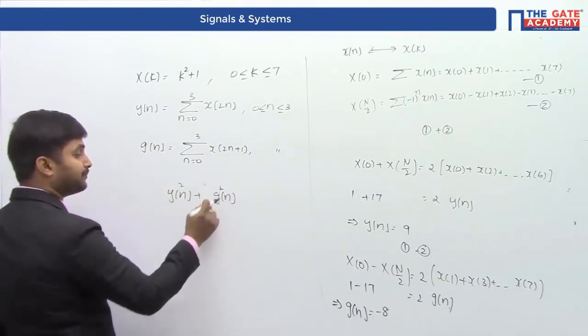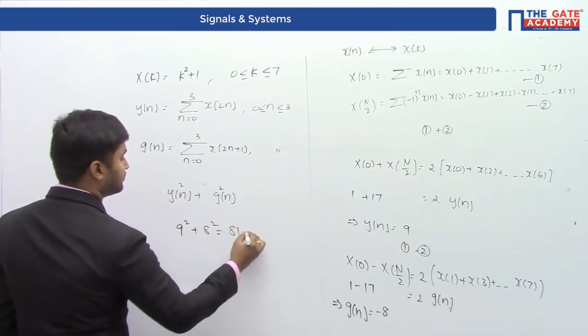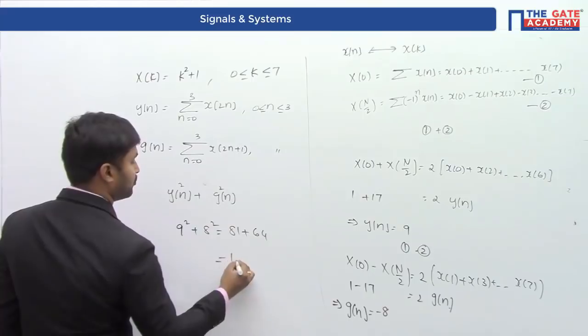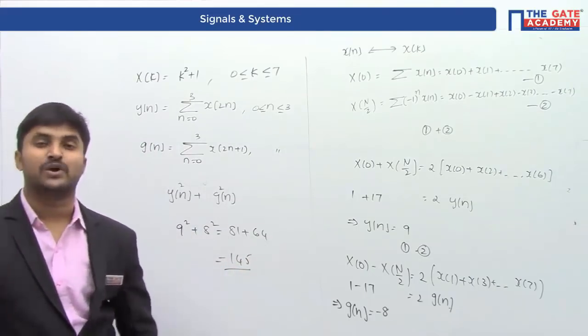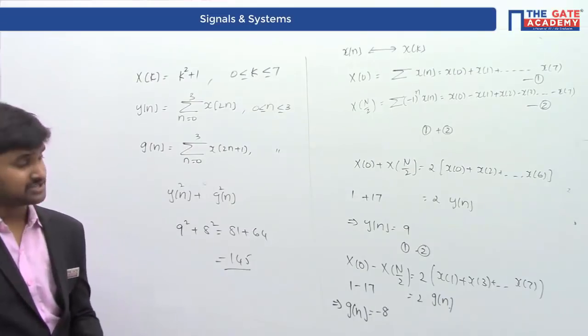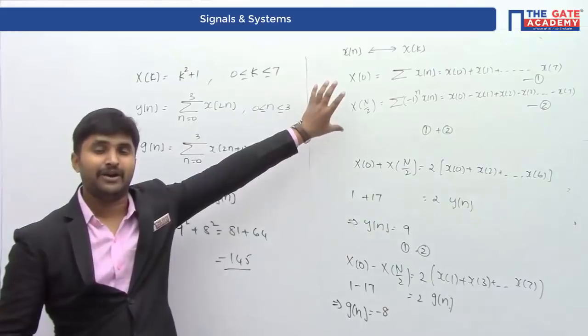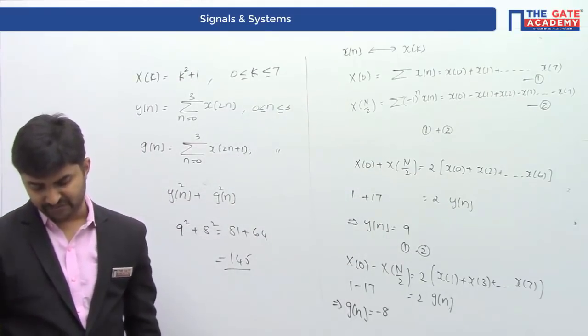When you square them, it is 9 square plus 8 square, which is 81 plus 64. What is the value? 145. So the answer for this question is 145. This question is very beautifully framed because it is again using the same property, but it is asked in a very different way. So this is the first part of question 8.